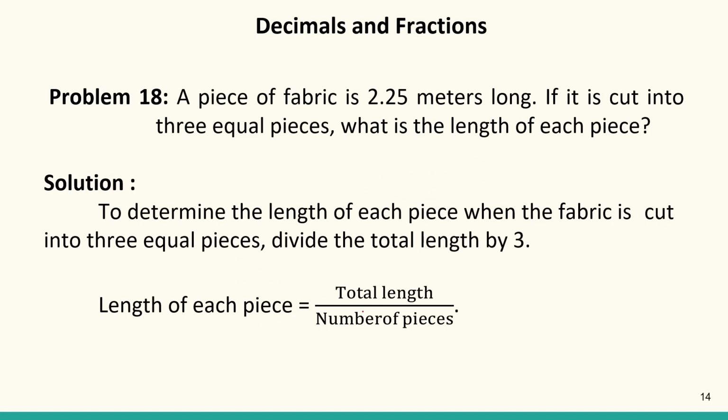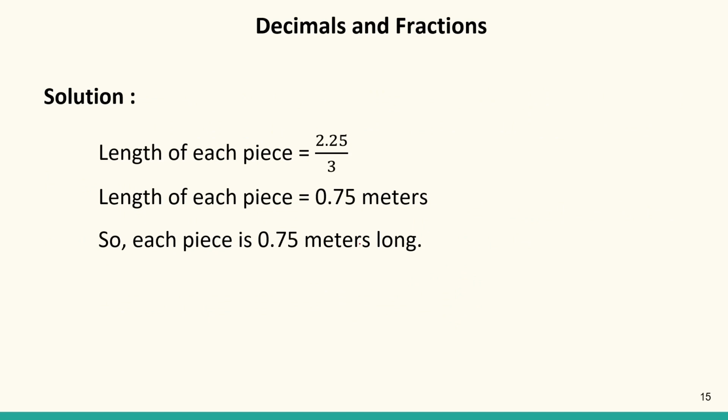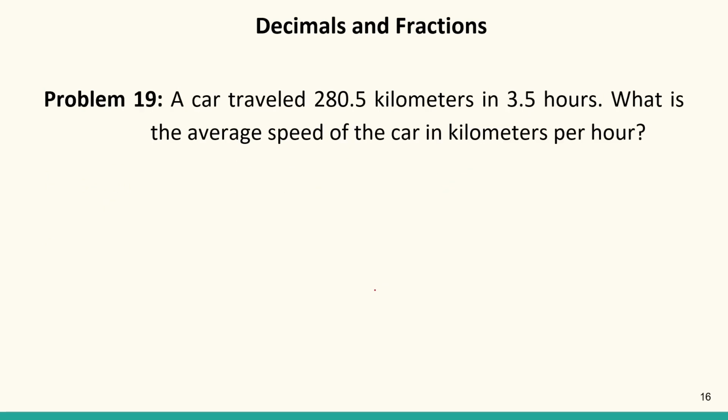Total length by number of pieces. The total length is 2.25 and the number of pieces is 3. So we got it, and 0.75 is the answer. Problem number 19 asks us that a car traveled 280.5 kilometers in 3.5 hours. The data is given in hours and kilometers. So what is the average speed of the car in kilometers per hour?